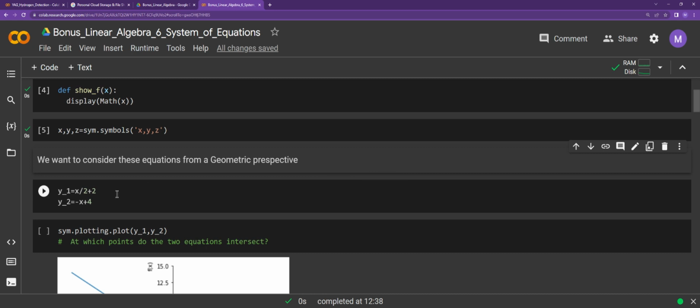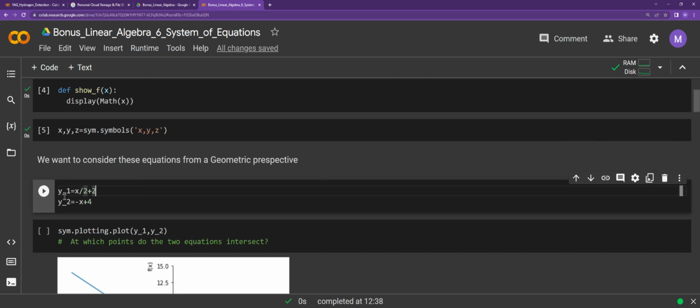So let's consider these two formulas. y1 equals x divided by 2 multiplied by 2. Of course, that would be fine as well because the division occurs first, but just for the sake of simplicity, I'm going to define these two equations. y sub 1 equals x divided by 2 plus 2, and y sub 2 is minus x plus 4.